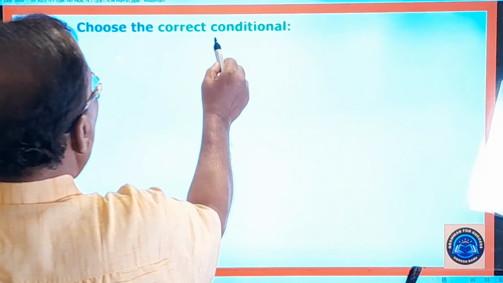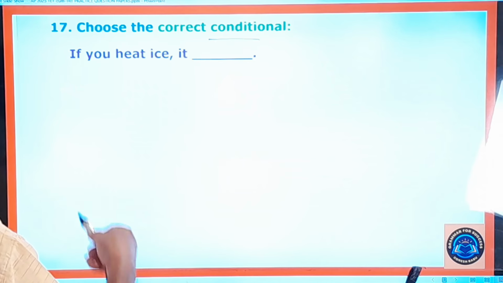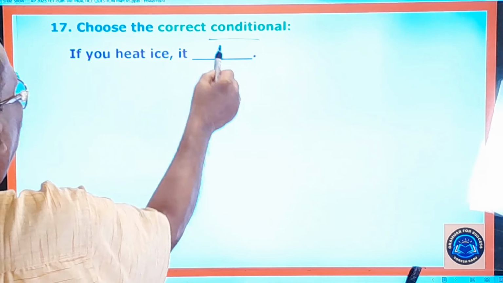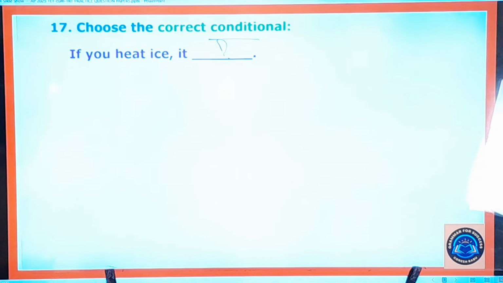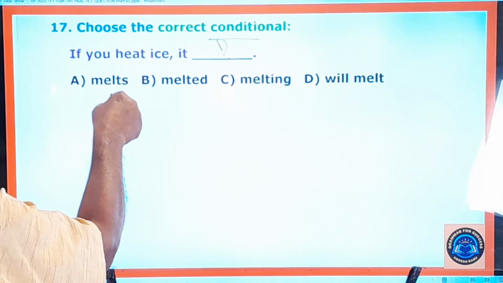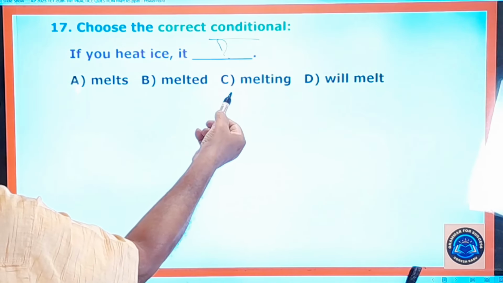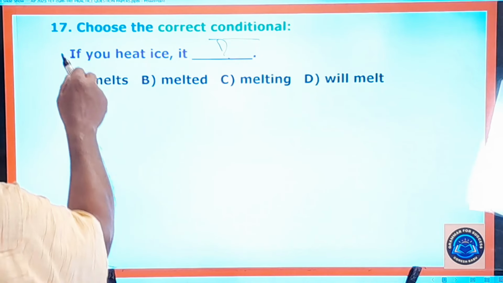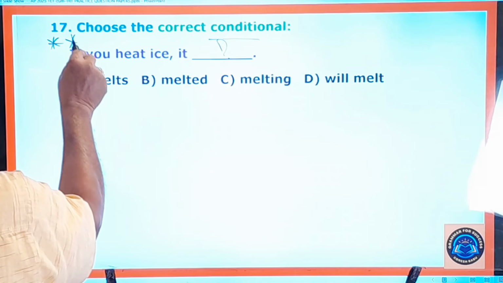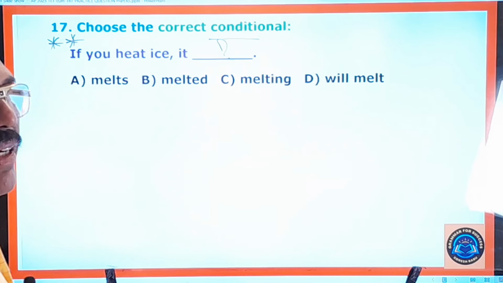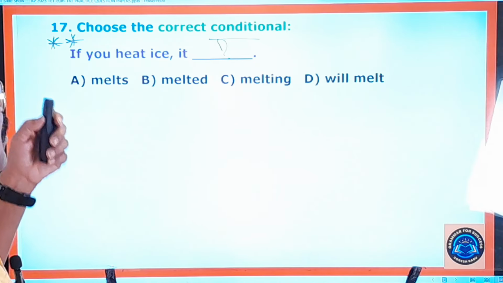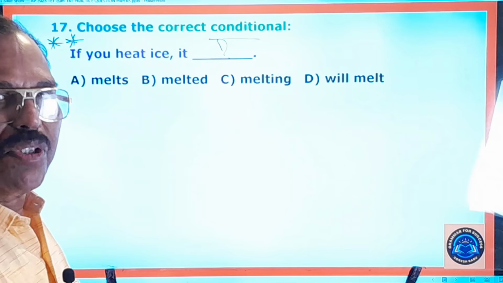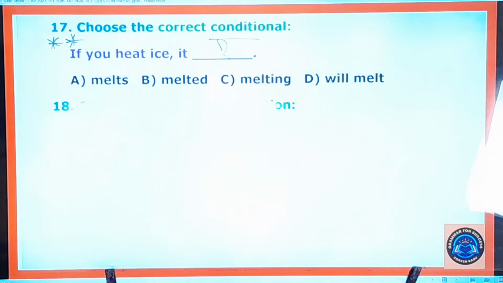17th question, choose the correct conditional. Conditional means conditional sentence. If you heat ice, it dash. It's very important. And here, let us look at the options given. Melts, melted, melting, will melt. Which is to be used in this blank? It's going to be very important. I will talk to you about this kind of conditional sentences. Please don't miss the explanatory video that I am going to upload tomorrow. And here you pay attention.